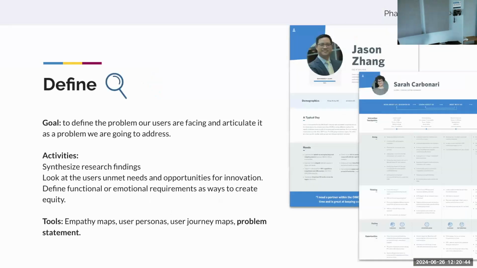So our second phase is define. Our goal here is to define the problem our users are facing and articulate it in a way that it becomes the problem that we're going to be addressing. So some of the activities that we're going to be looking at in here include first a synthesis of our research findings from the previous phase, and then just looking for our users' unmet needs and turning this into opportunities for innovation, or basically what we're going to be trying to achieve.